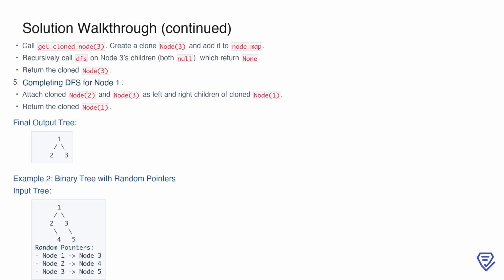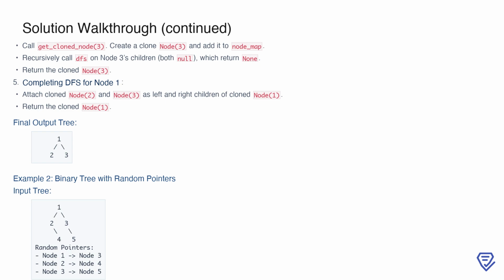The tree structure remains similar, but with additional random pointers. Node 1 points to node 3, node 2 points to node 4, and node 3 points to node 5. We begin by initializing the node_map and performing DFS starting from the root node, which is node 1. The cloning process is similar to the previous example, but this time we also map the random pointers during the traversal. For node 1, we create its clone and recursively process its left child, node 2.